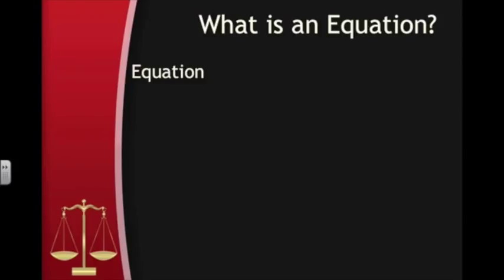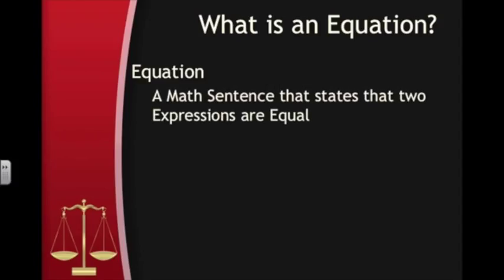Understand that math is a language, just like English. So there are certain rules and structures we need to learn in order to be mathematically literate. An expression is a number of values connected by mathematical operations like addition, subtraction, multiplication, and division. Expressions are like phrases in the English language. An equation is a math sentence that states that two expressions are equal.